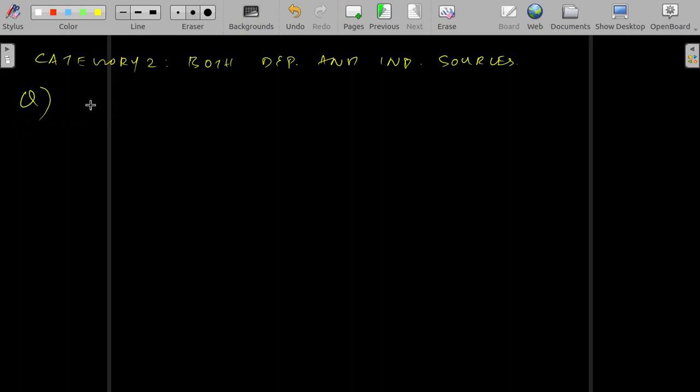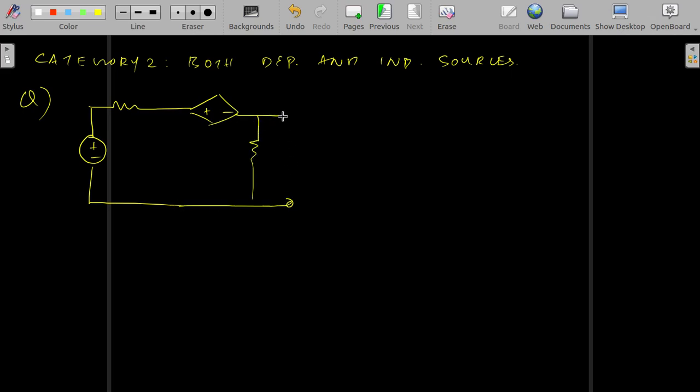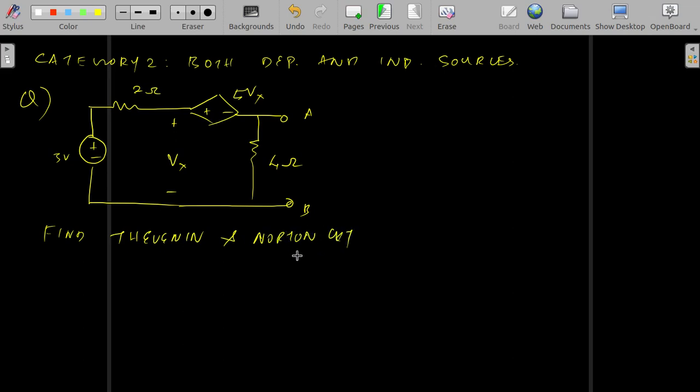So let's say a question right away. We have a 4 ohm, 5 Vx. Vx is defined like this: 2 ohm and 3 volt. So the question is to find, right here, the Thevenin and Norton equivalent circuit. Okay.